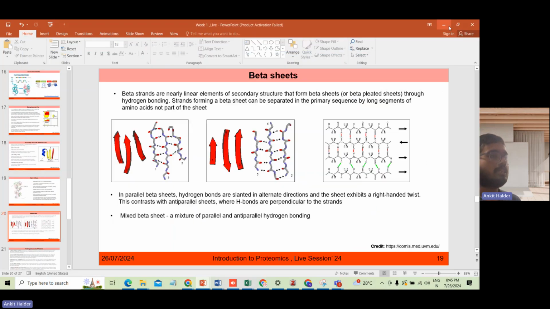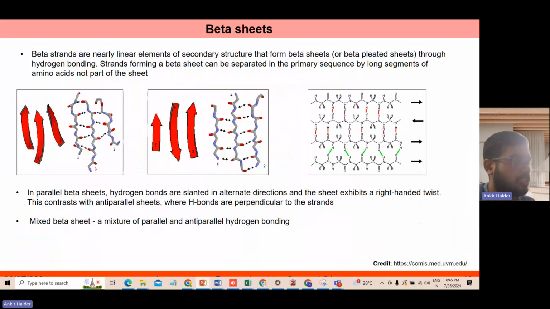Now we will look into one other secondary structure that proteins generally form: beta sheets. Beta strands are nearly linear elements of the secondary structure held by hydrogen bonding. You can see there is one linear strand of the polypeptide, another strand, and they are forming hydrogen bonds. A beta sheet can be formed by strands separated in the primary sequence by long segments of amino acids that are not part of the sheet.